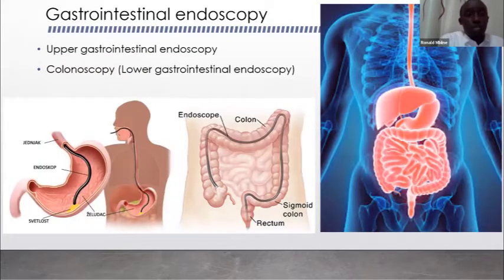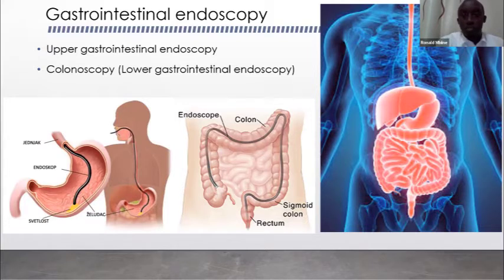Getting back to gastrointestinal endoscopy, which is the topic of interest today, it can be either an upper gastrointestinal endoscopy, what we routinely call endoscopy. Most of the time, endoscopy tends to refer to the upper gastrointestinal endoscopy.